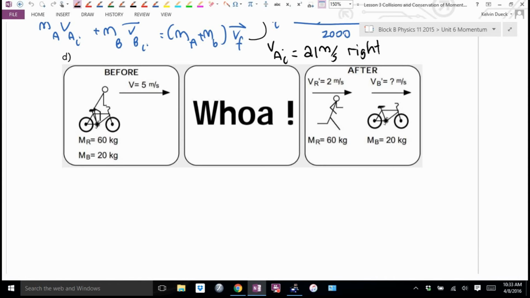You're riding your bike and you jump off. Okay. Is this a collision? Sort of. It's a slow one, but it is. So you ready, Braden? This is a job for conservation of momentum. The sum of all the momentum before equals the sum of all the momentum after.